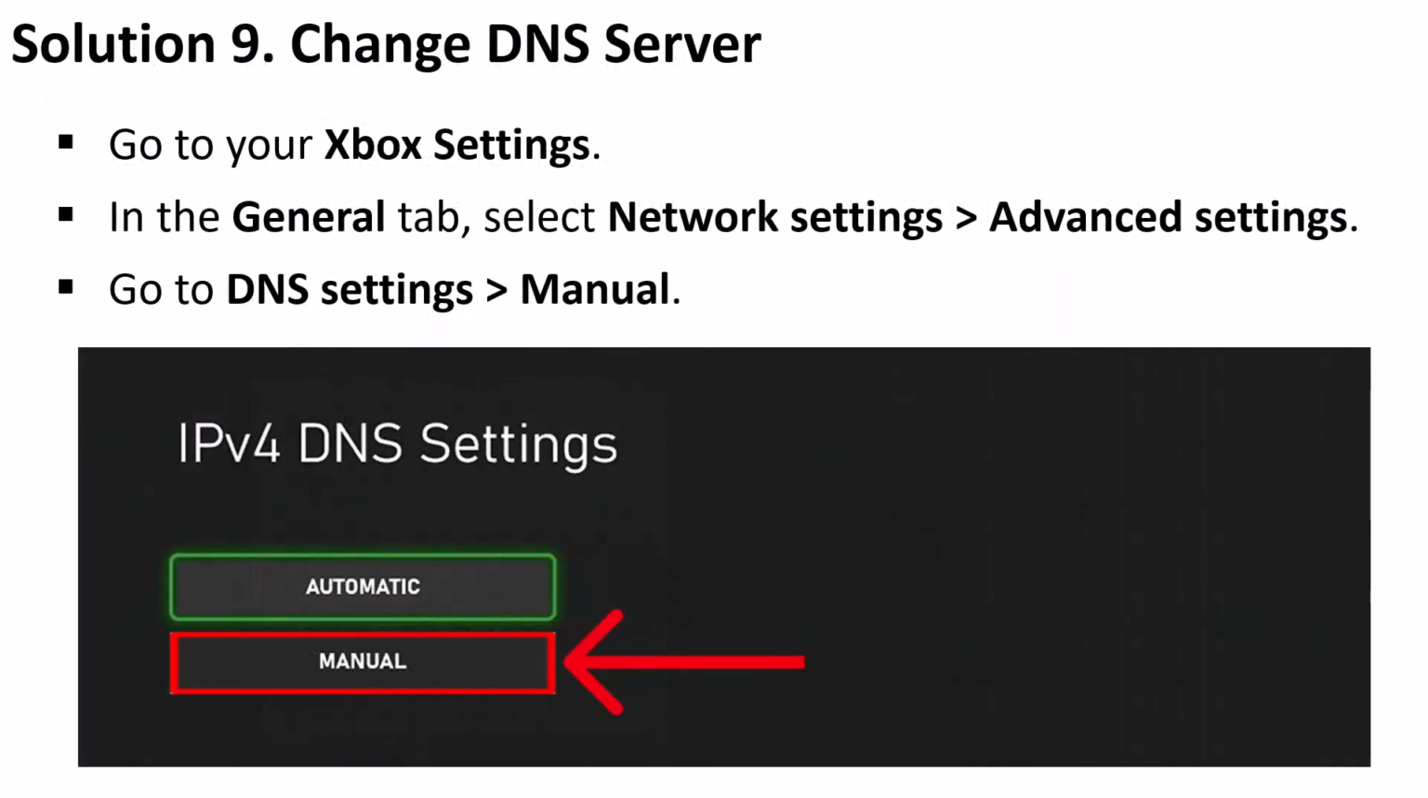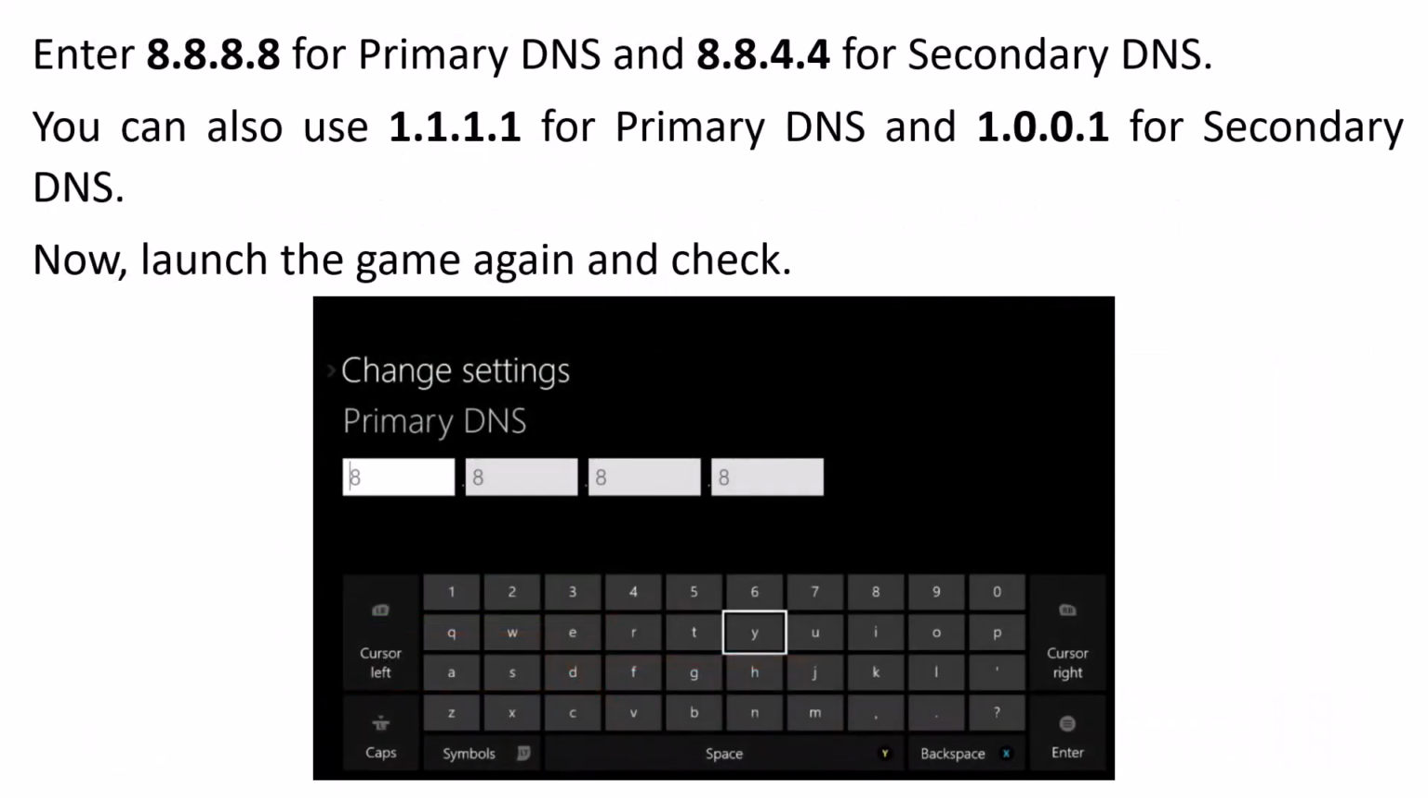Solution 9. Change DNS server. Go to your Xbox settings, in the general tab select network settings, advanced settings, go to DNS settings, manual. Now enter 8.8.8.8 for primary DNS and 8.8.4.4 for secondary DNS. Now launch the game and check. If that doesn't work, then this time in the primary DNS enter 1.1.1.1 and in secondary DNS type 1.0.0.1 and then relaunch the game and check.